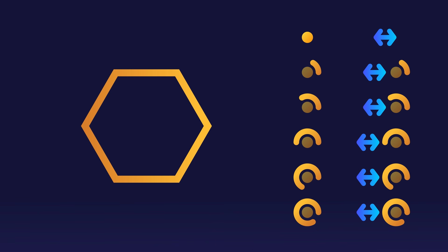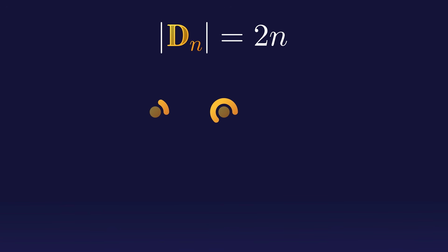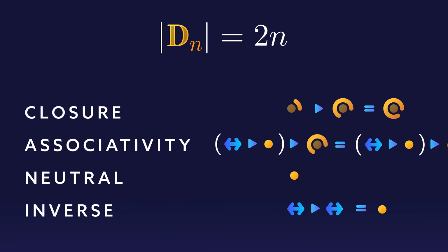By the same reasoning, we see that the order of D_n, the group of transformations for an n-sided polygon, is 2 times n. Again, n rotations and n flipped rotations. The operation of this group is the chaining of these transformations. For example, chaining a 60 degree with a 240 degree rotation gives you a 300 degree rotation. And, you know, we could verify that this makes a group.